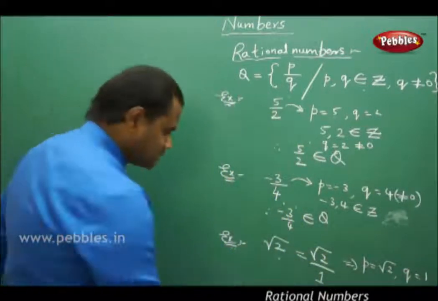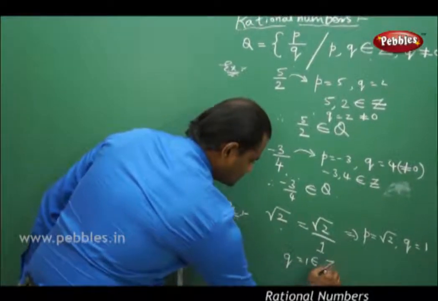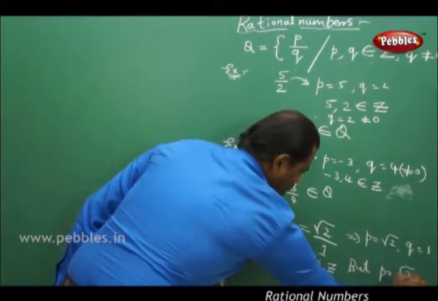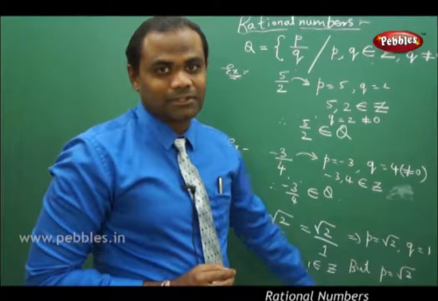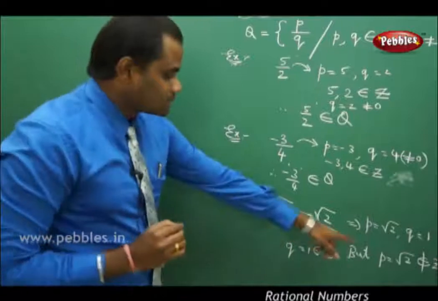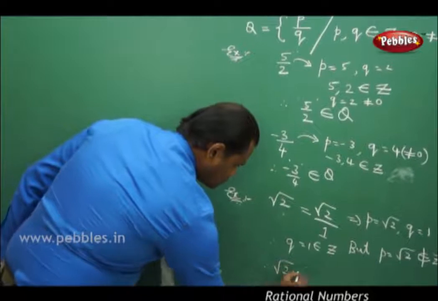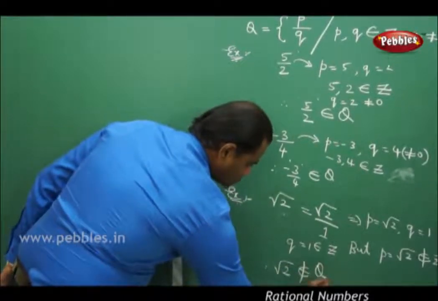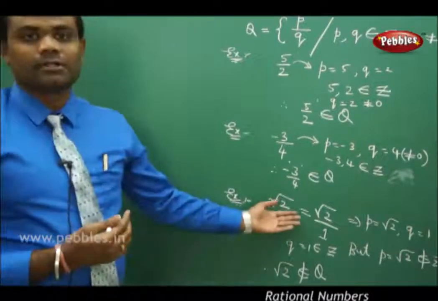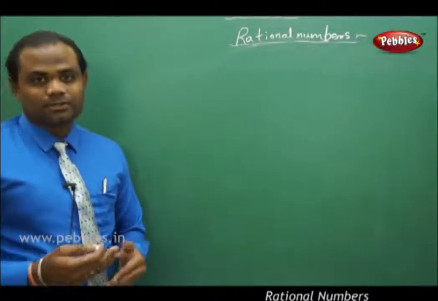Therefore q equal to 1 belongs to Z, but p equal to root 2, the square root of 2, cannot be an integer. Therefore it doesn't satisfy the first property, and hence I can say that root 2 does not belong to the set of rational numbers. So this is how I understand the rational numbers through various examples.